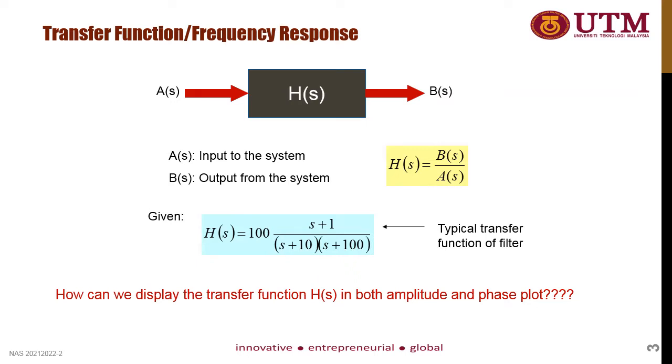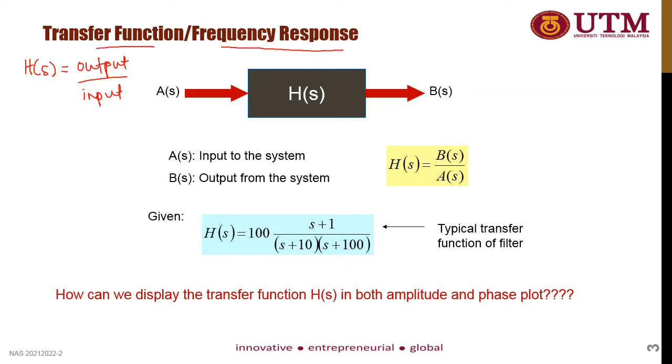Okay, so from the transfer function, usually represented as H in the s domain, which is basically the ratio between the output divided by the input, we can estimate what type of filter the system is, what the cutoff frequency is, which part is the passband area and which part is the stopband area. So in this second part, we are going to illustrate the frequency response from the transfer function.